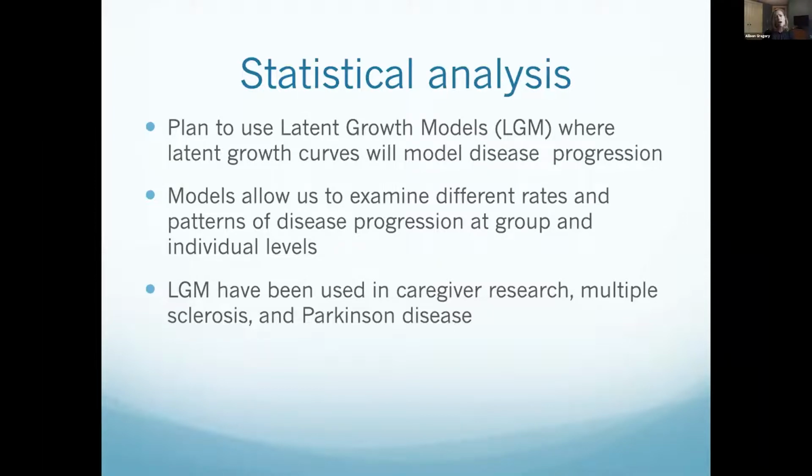This kind of model has been used in education research a lot, some caregiver research, and some limited studies of MS and Parkinson's. But it's a model that allows us to examine different rates and patterns of disease progression at both a group level and an individual level.